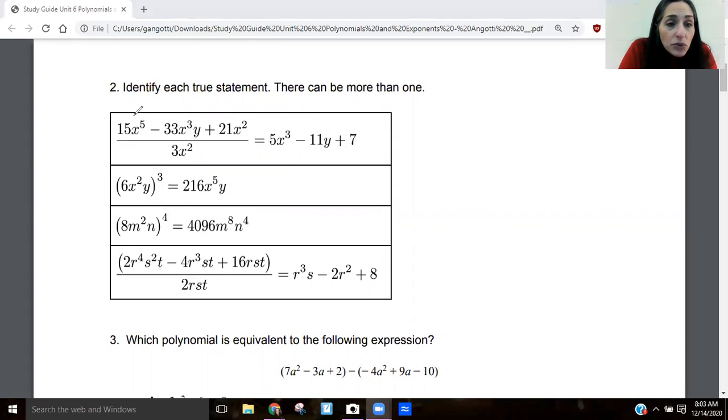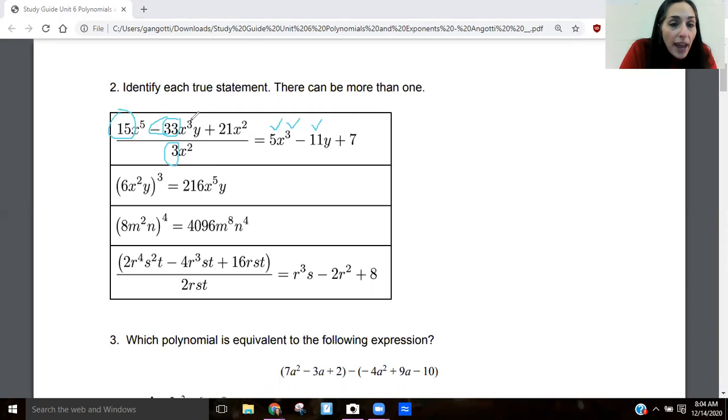When you do this out, you would do 15 divided by 3, and 15 divided by 3 is 5. That works. Then you would do x to the 5th over x squared. That means you subtract these exponents, so 5 minus 2 is 3. That's good. Then negative 33 divided by 3. I should circle the negative sign too. Negative 33 divided by 3 is negative 11. So that checks.